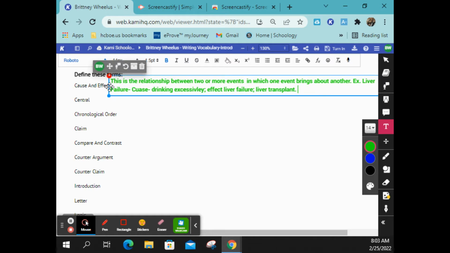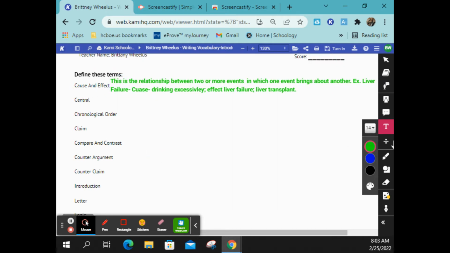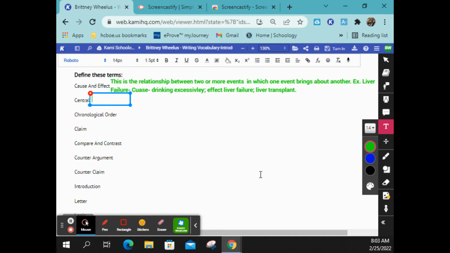Zoom out. All right. Central idea. Okay. Central idea. This is also like the main idea. Okay. All right. It is the key point made in a passage is called its central idea.